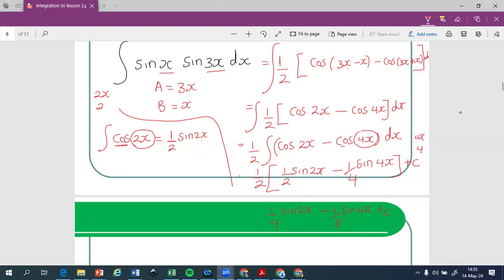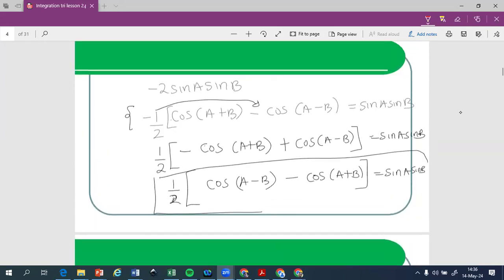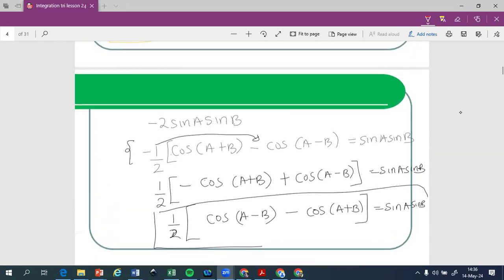The negative, remember when we are differentiating, when we are using the other identities, a sine gives us a cos and a cos gives us a negative sine, isn't it? So the negative, if you can pull back on the other identity, I will try to show you.